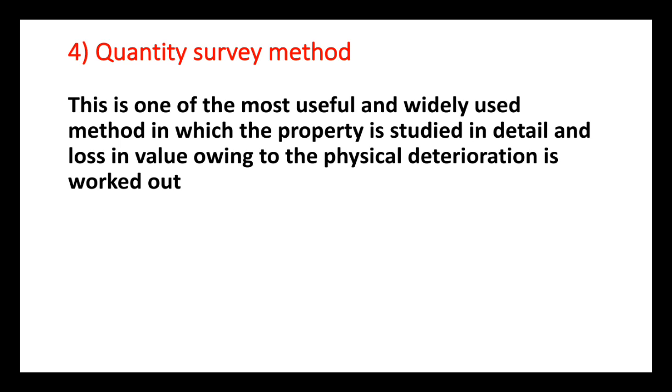So quantity, quality, and condition of all the items or all the materials of which they are made up, whether wood, steel, aluminum, or any other type of material. The value depends on the condition of the material used for the building. So this is the quantity survey method.